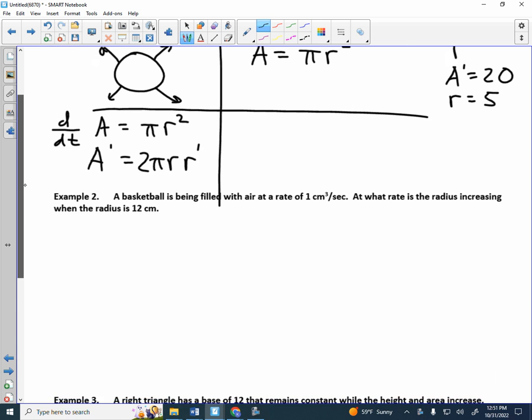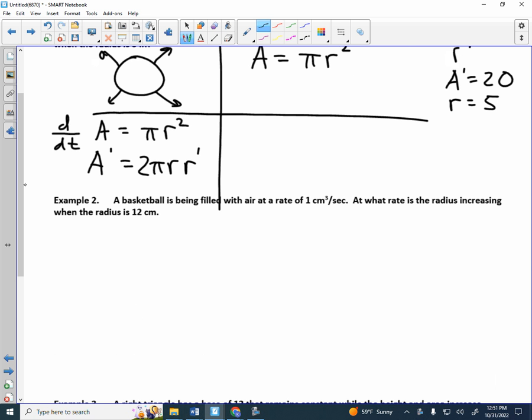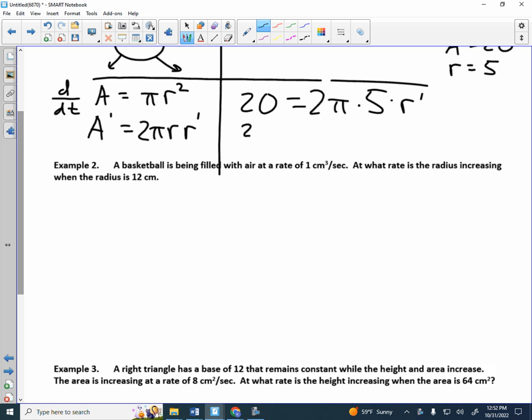So in this last box here, this is where I then solve. I know that a prime is 20. So 20 is equal to, sorry about that, not 5 pi, but 2 pi, times, what is the current radius? 5 times, and then r prime. Or in other words, 20 is equal to 10 pi r prime. Divide both sides by 10 pi. And I get r prime is equal to 2 over pi.